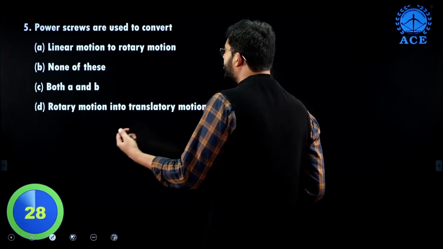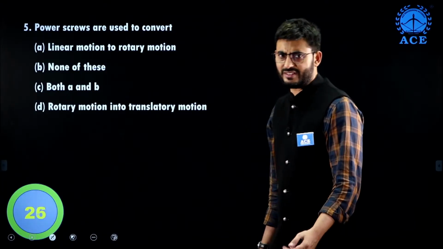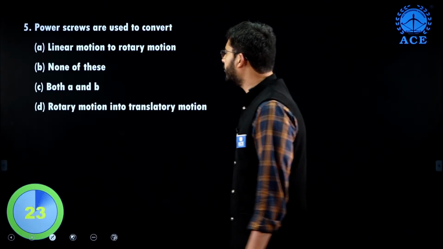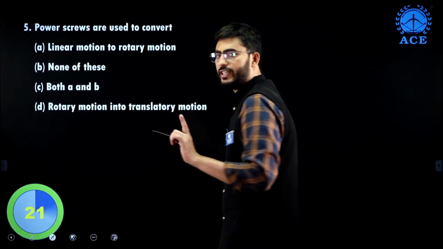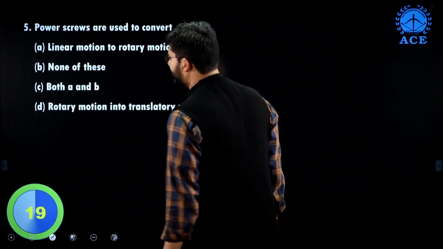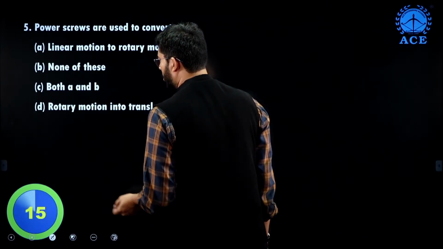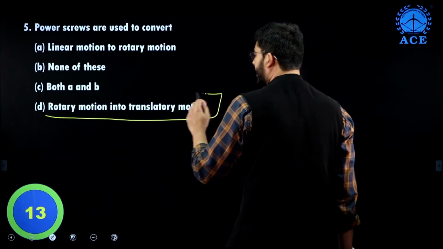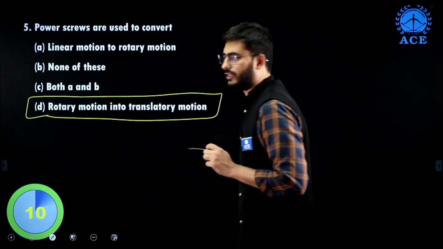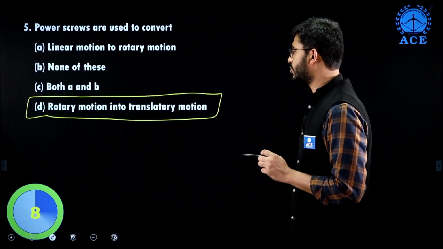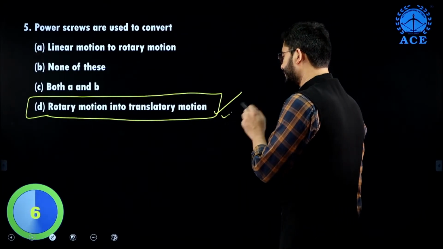Next question: power screws are used to, this is a simple straightforward question, convert linear motion into rotary? Not possible. Option B says none of these. Option C says both A and B, which is also not possible. It is used to convert rotary motion into translatory motion for the power screws. Option D is the answer.